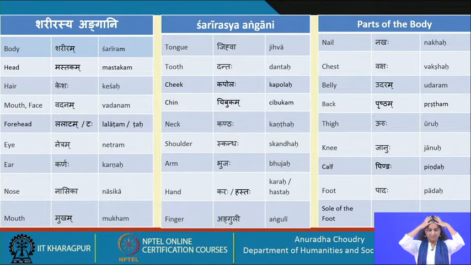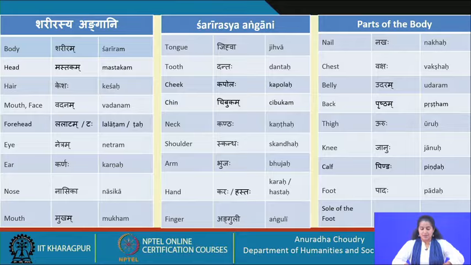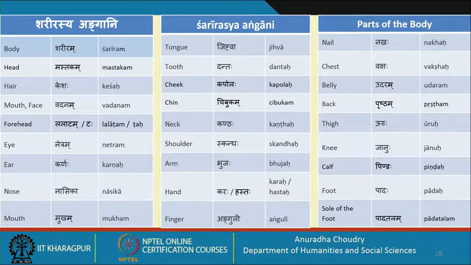Shariram, Mastakam, Keshaha, Vadanam, Lalatam, Netram, Karnaha, Nasika, Mukham, Jifva, Dantaha, Kapolaha, Chibukam, Kanthaha, Skandhaha, Bhujaha, Karaha or Hastaha, Anguli, Nakhaha, the nail, Vakshaha or Vakshasthalam, Udaram, the stomach, Prishtham, the back, Uru, thigh, Janu, the knee, Pindaha, the calf, Padaha, the foot, and Padatalam, the sole of your foot.